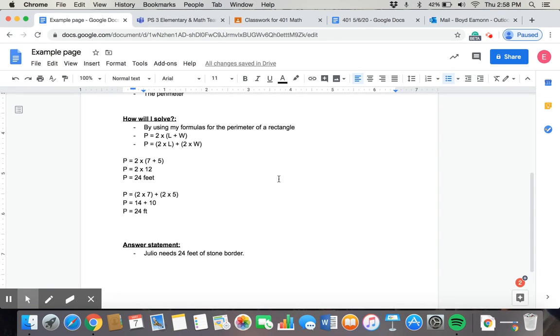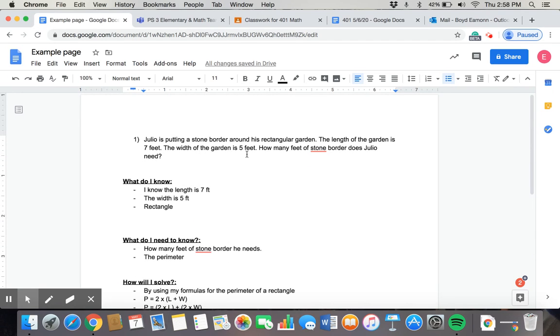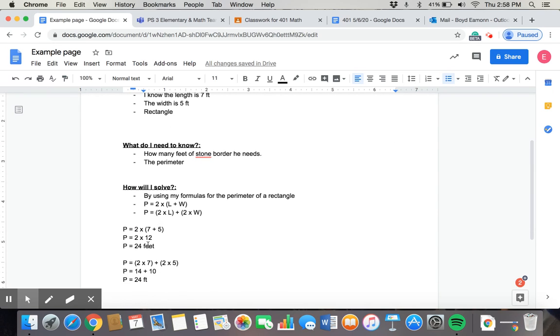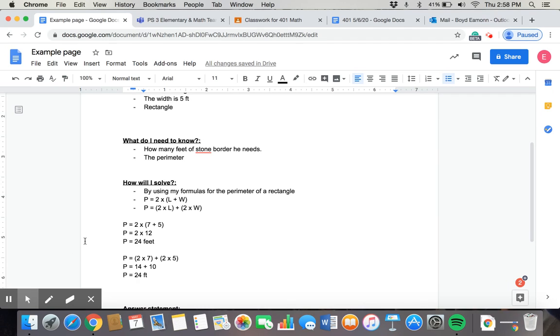It's important to remember when you are solving, the reason I really thought about this is it's a rectangle, so I knew I was going to use one of my two rectangle formulas. Now, it may not always tell you what shape it is. We have to remember, if all four sides are the same, it's a square. If it only gives us the length and the width, that means it is going to be a rectangle if they are different lengths. So it's very important that we remember to use the correct formula when solving.